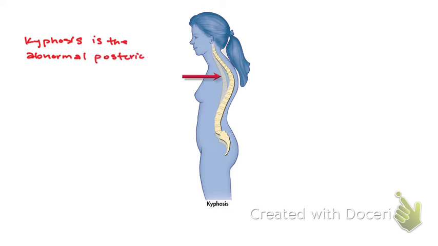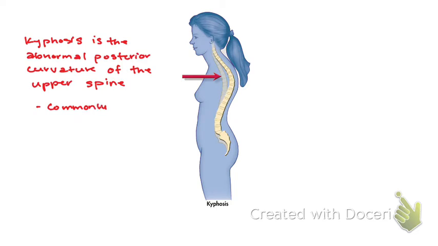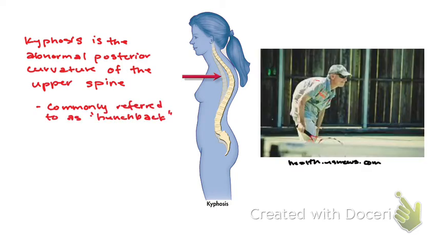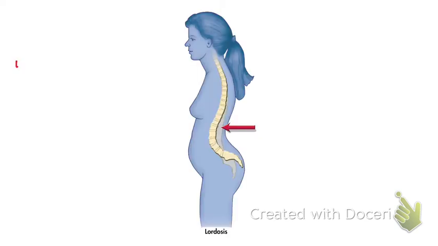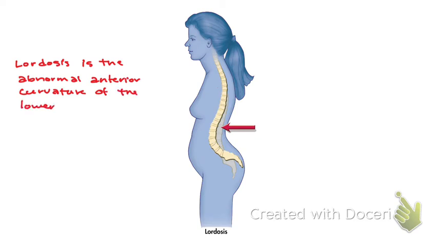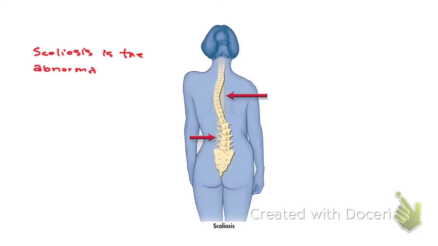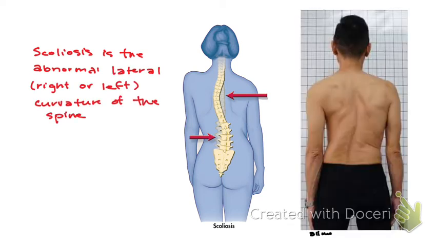Kyphosis is the abnormal posterior curvature of the upper spine. This is commonly referred to as a hunchback, as you can see by this tennis star here. Lordosis is the abnormal anterior curvature of the lower spine. Scoliosis is the abnormal lateral, meaning right or left, curvature of the spine, and this can occur anywhere in the spinal column, but you can tell that this gentleman here has pretty significant scoliosis as his spine is S-shaped.